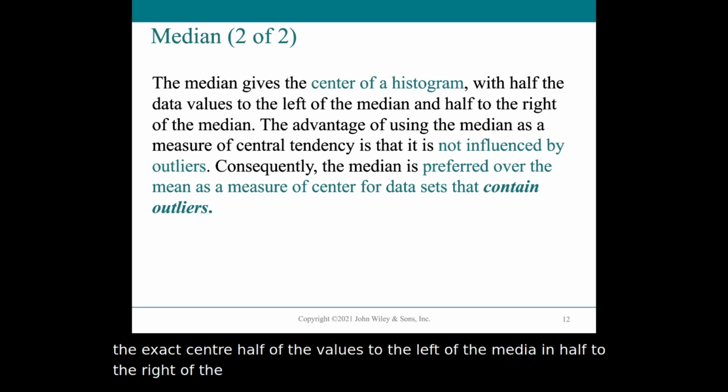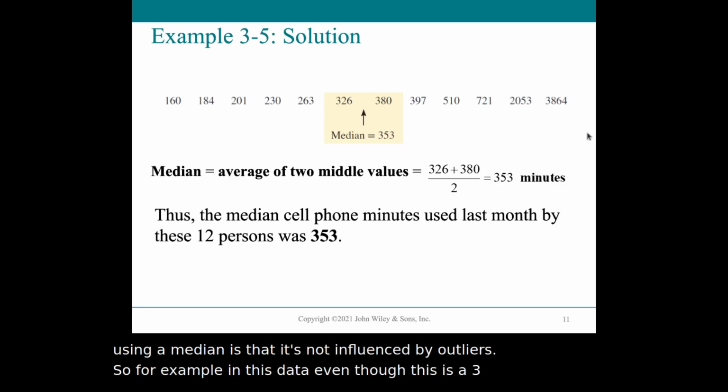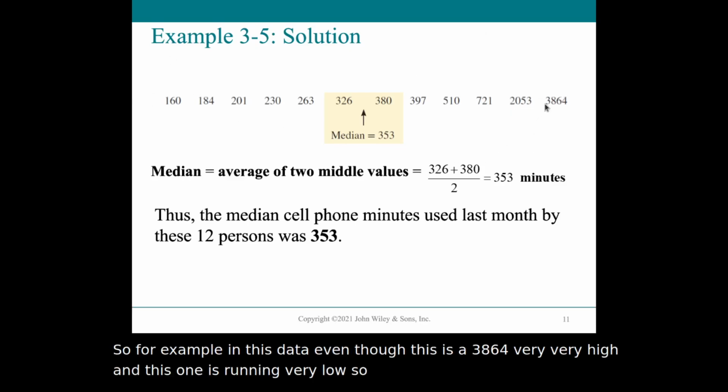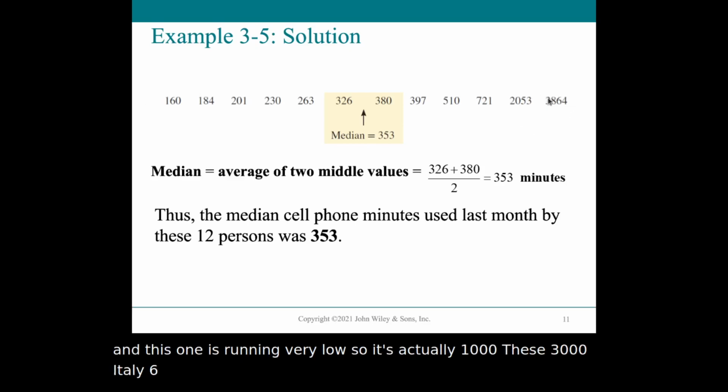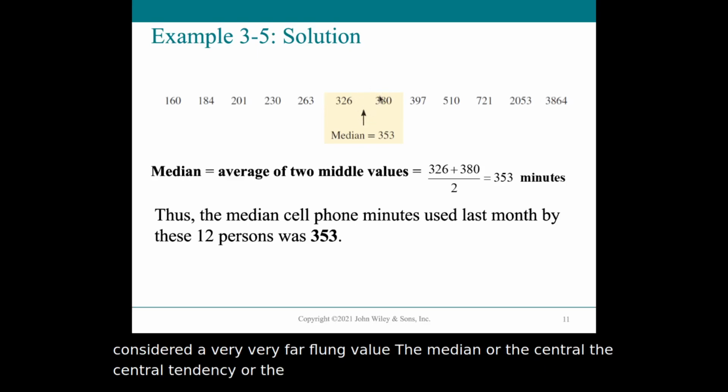So one advantage of using a median is that it's not influenced by outliers. For example, in this data, even though this is 3,864, very, very high, and this one is very low, so it's actually 1,000. This 3,864 is 1,000 or more higher than the previous one. So it can be considered a very, very far-flung value. The median or the central tendency or the central point here stays at this point.